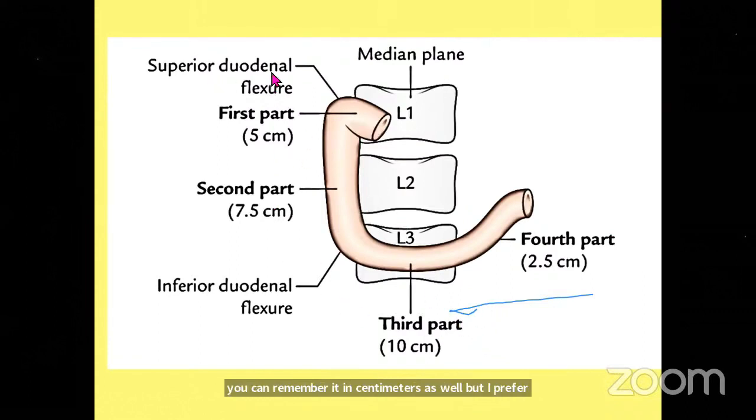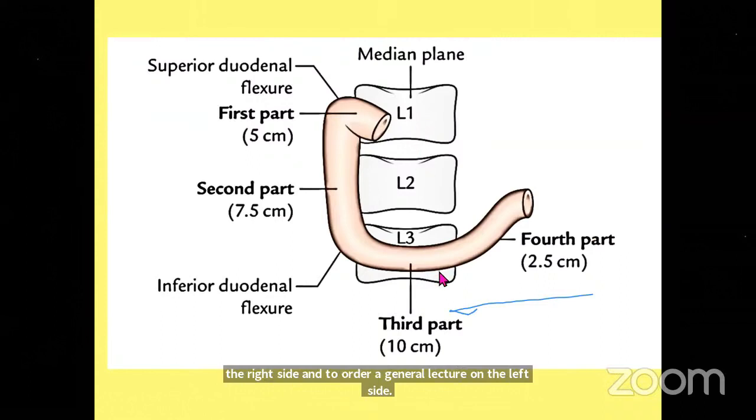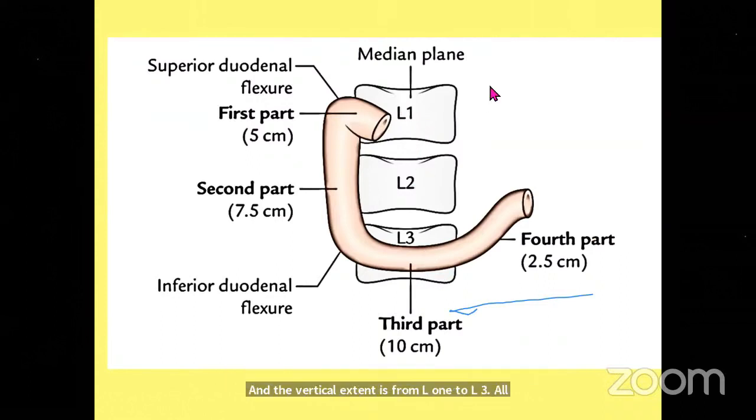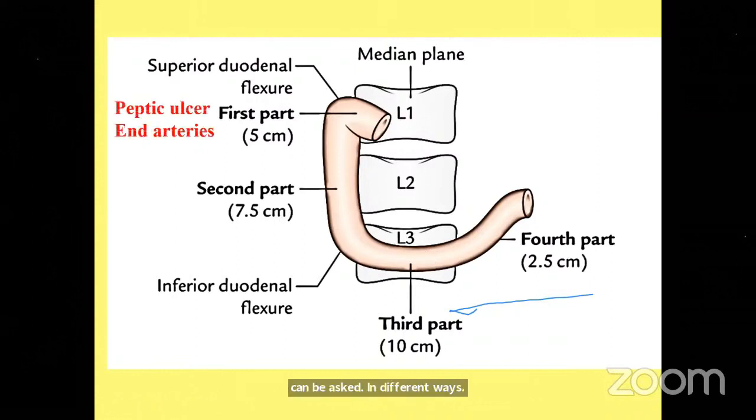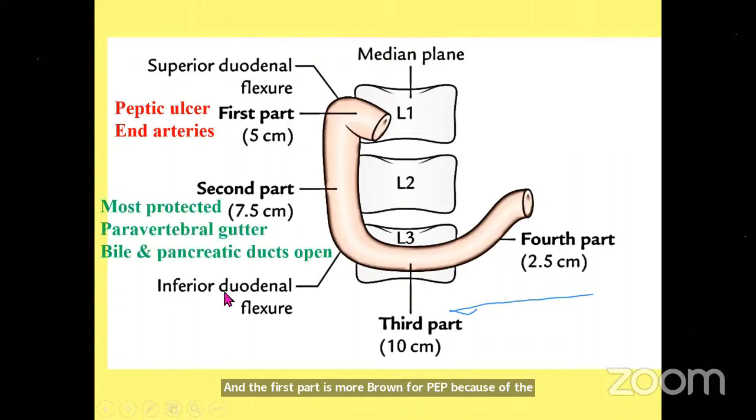And you can see the 2 duodenal flexures, the superior duodenal flexure and inferior duodenal flexure on the right side, and the duodenojejunal flexure on the left side. And the vertical extent is from L1 to L3. All these can be asked in different ways. The first part is more prone to peptic ulcer because of the presence of end arteries. The second part is well protected because it is in the paravertebral gutter, and into the second part we all know the bile and pancreatic ducts open.